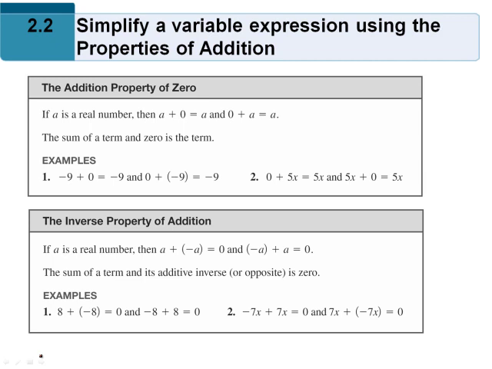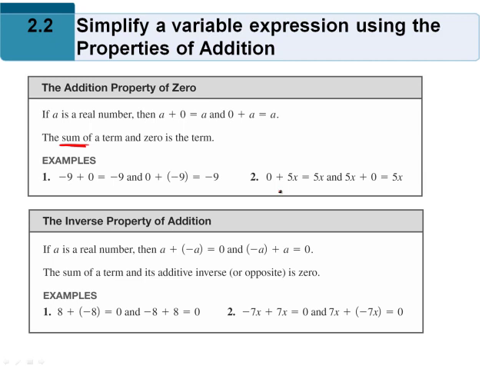Now, two other properties. The first one is the addition property of 0, which basically says if you have any number and you add 0 to it, you still get that same number. Or if you have 0 plus some number, you still get the same number. So when you add a term and 0, you still get the same term. So remember, sum is addition, okay? So you're just adding 0 and you still get the same term.